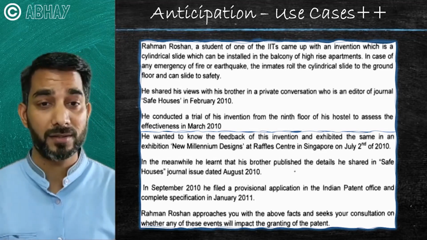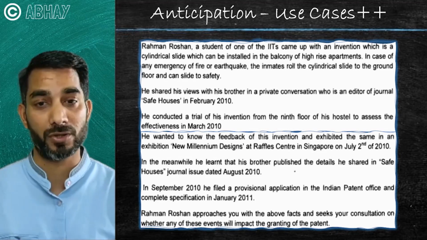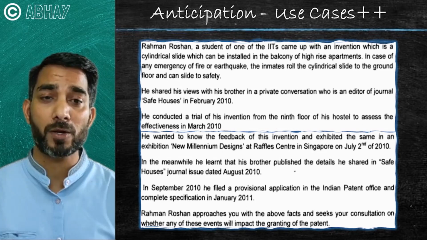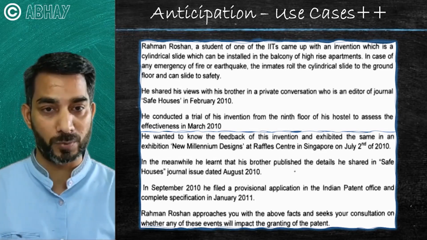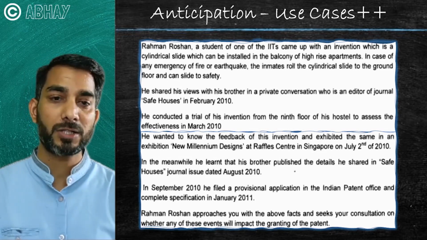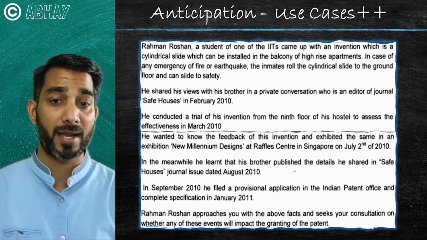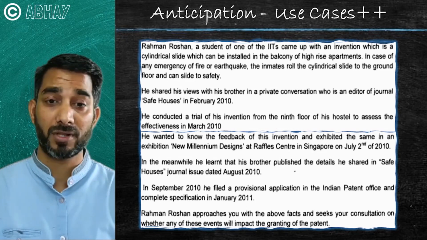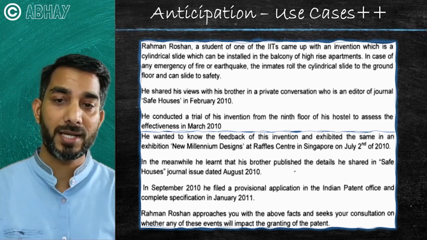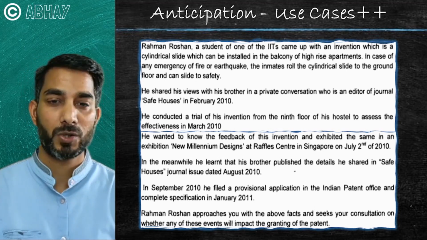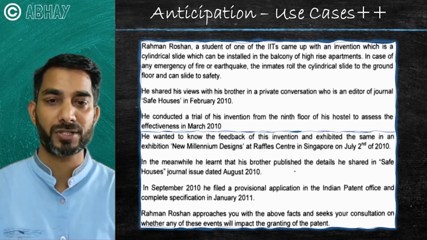It was required because without a public trial, you would not get to know whether your invention works or not, right? He wanted to know the feedback on his invention and exhibited the same in an exhibition. So he went to an industrial exhibition as well. In the meanwhile, he learned that his brother published the details he shared in Safe Houses. So this was published by his brother, supposedly without his consent also. So after all this, in September 2010, within 12 months, he filed a provisional application in the Indian Patent Office and a complete specification in January 2011.